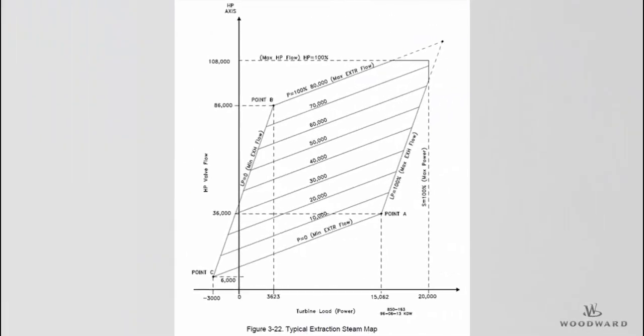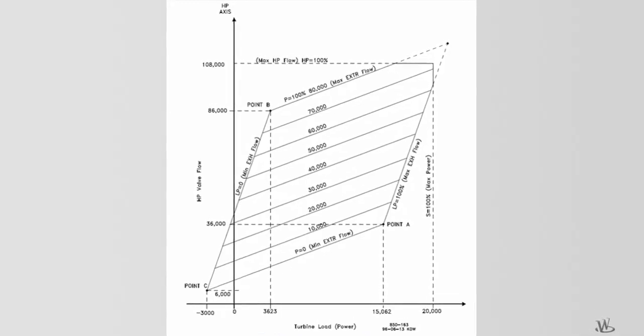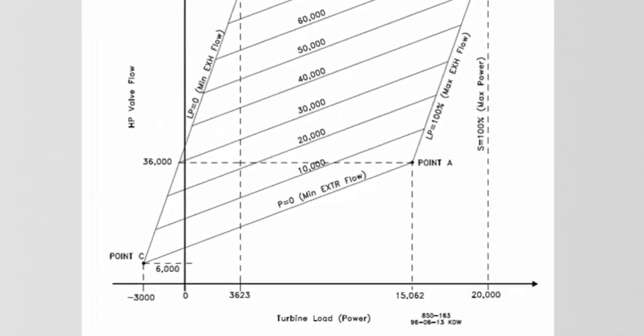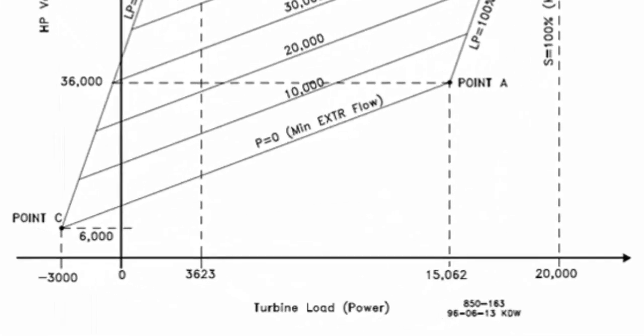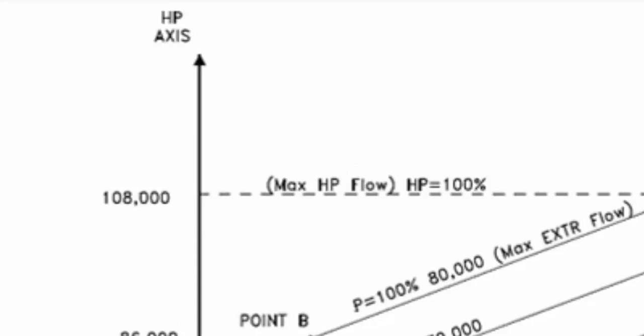Now that you are familiar with the steam map configuration menu pages, we will cover how to program the steam map in the 505 XT. First, let's review a typical extraction steam map. The steam map is plotted on a coordinate system where the x-axis represents turbine load, which we will refer to as the S-axis. The y-axis represents steam flow through the HP valve, and we will refer to it as the HP axis.